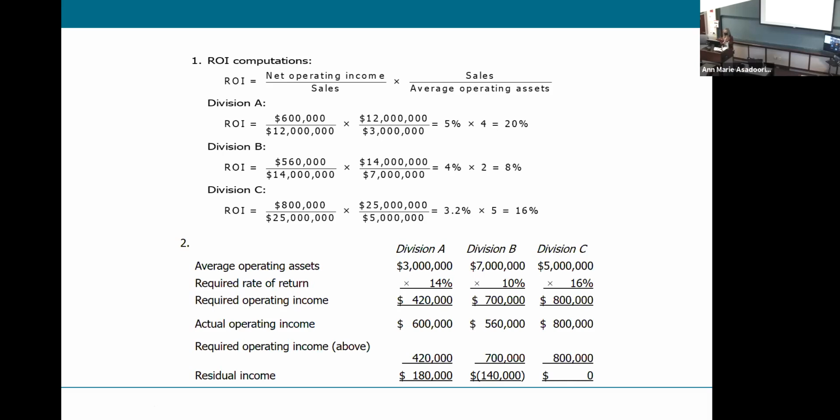So what do you think about division C? I don't think they would take it because their minimum required rate of return is already 16% and their ROI is 16. Right, all across the board, it's a no-go for division C. A 15% return would make this 16 go down, and a 15% return would make this a negative residual income. So you can see right here, when your required rate of return is exactly what you're earning, then you don't have any residual income. You're looking for a positive residual income because that will mean that your investments are coming in above 16%.